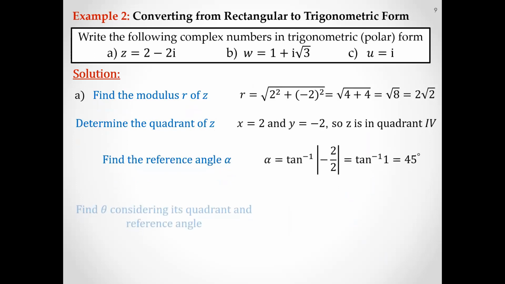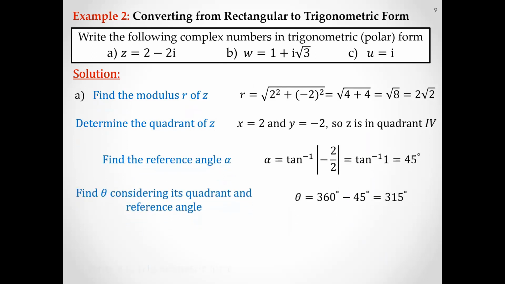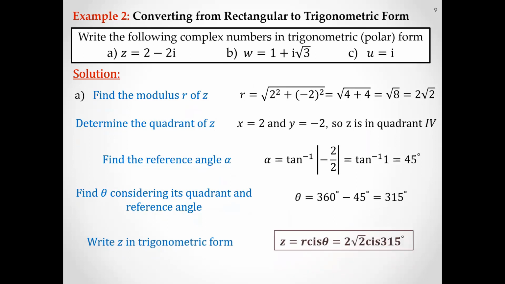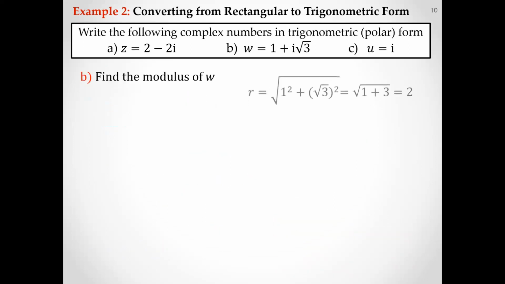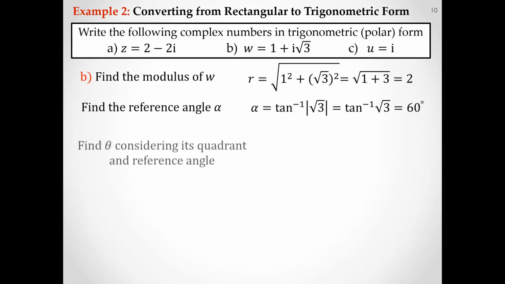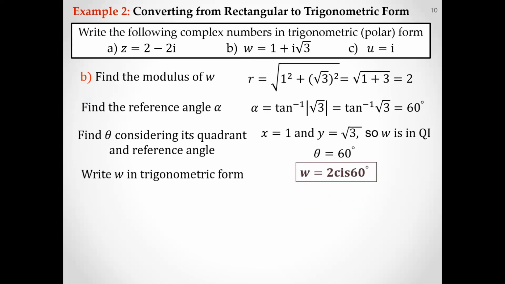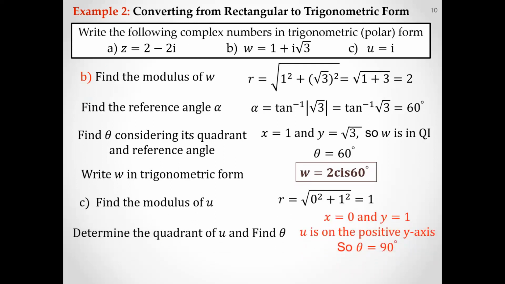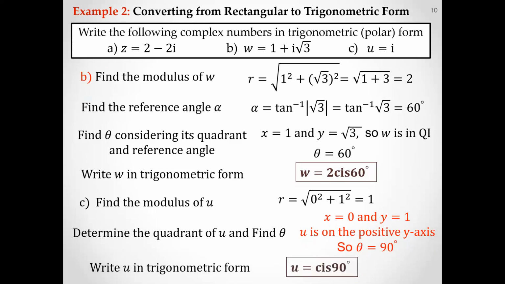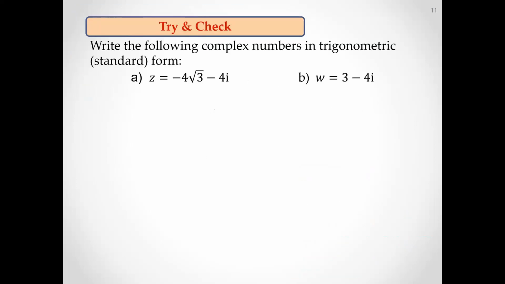So: modulus, quadrant, reference angle, angle theta, and polar form. Modulus 1, we are on the positive y-axis, angle 90, trigonometric form CIS 90. This is I. I is CIS 90 degrees. Okay, keep this in mind. I think it's clear.